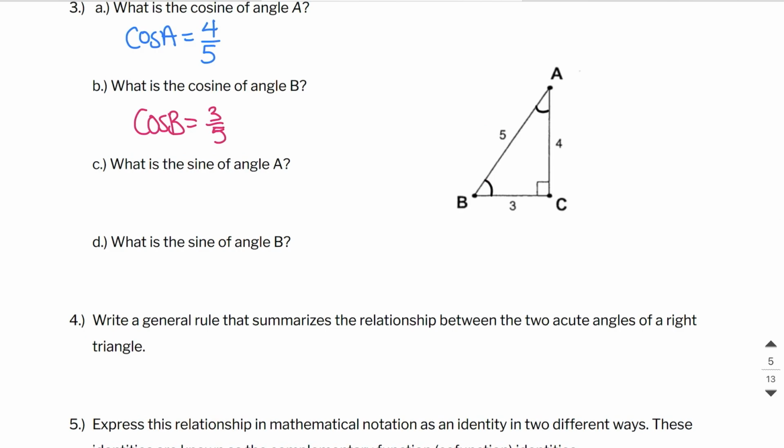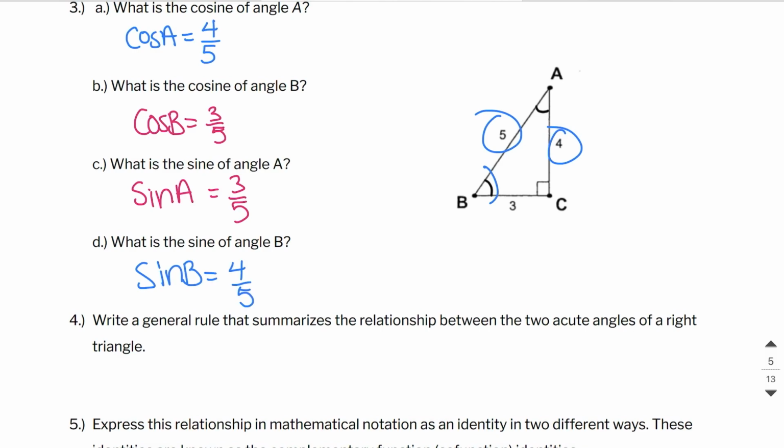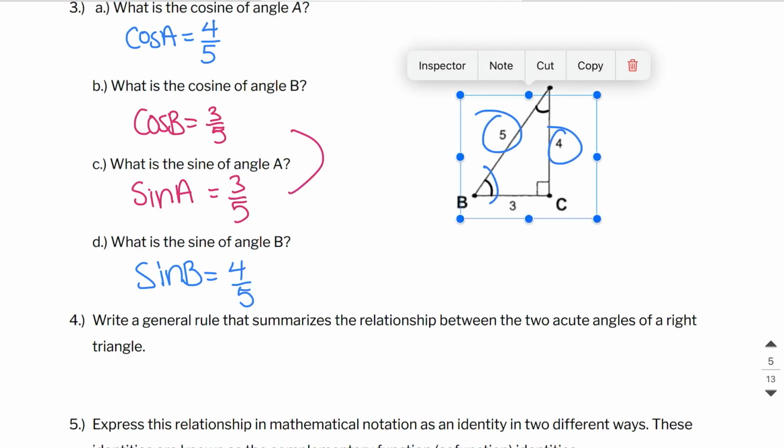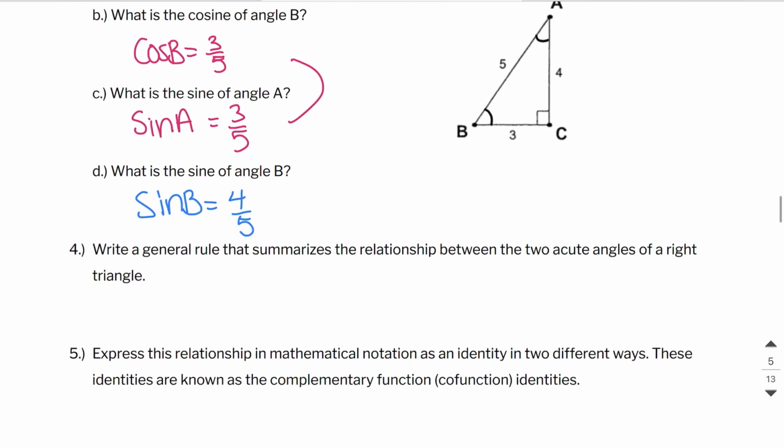Now it asks us to find the sine of angle A, and if angle A is up here, sine is opposite over hypotenuse. And then the sine of angle B right here, sine is opposite over hypotenuse. And I color-coded this on purpose for you to see that these two values are equal and that these two values are equal. And they will always be equal regardless of what the values are on my right triangle.